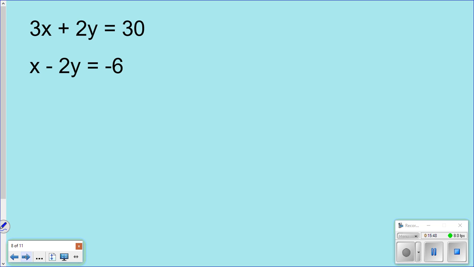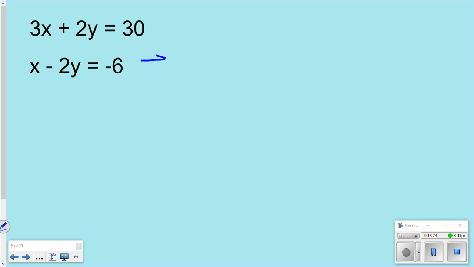3x plus 2y equals 30. And x minus 2y equals negative 6. Which one should we change? I think the second one. It's fine. We can change the second one. Here's the good news though. If somebody would change the first one, and if you do everything right, we should come up with the same answer. So it doesn't matter which one you change. I just suggest looking for the easiest one. But whatever you change, if we do our math correctly, it should come up with the right answer. All right, so let's change this one.